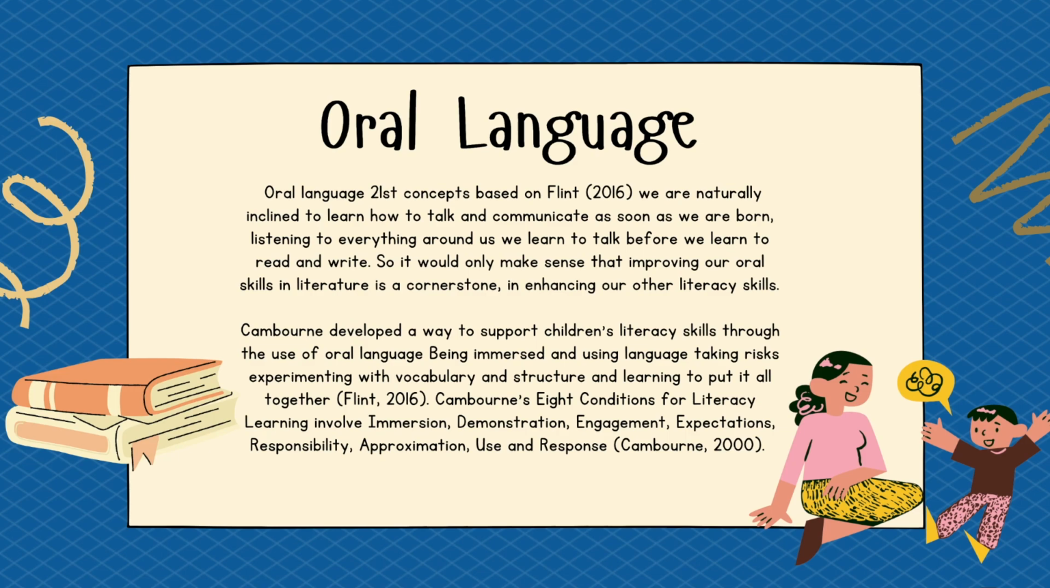Being immersed and using the language, taking risks, experimenting with vocabulary and structure, and learning how to put it all together. Cambourne's 8 conditions of literacy learning involve immersion, demonstration, engagement, expectations, responsibility, approximation, use, and response. This shows that libraries should implement more chances to improve children's oral language skills with discussions and other speaking activities so they can practice in a safe environment.